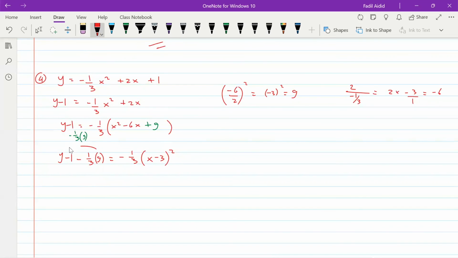And then you simplify this. So it's going to be y minus 1 minus 9 divided by 3, which is minus 3. So it's minus 4 equals minus 1 over 3 times x minus 3, close bracket squared. And then you add 4 to both sides. So y equals minus 1 over 3 times x minus 3 squared plus 4.